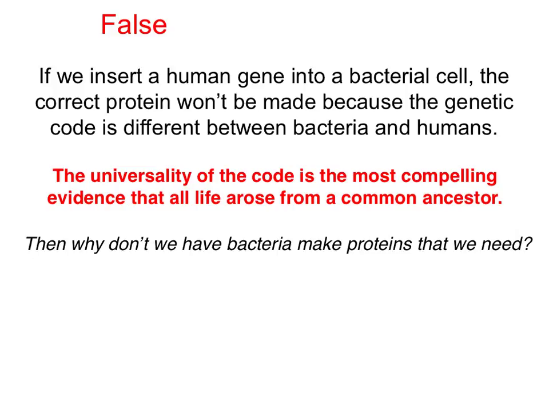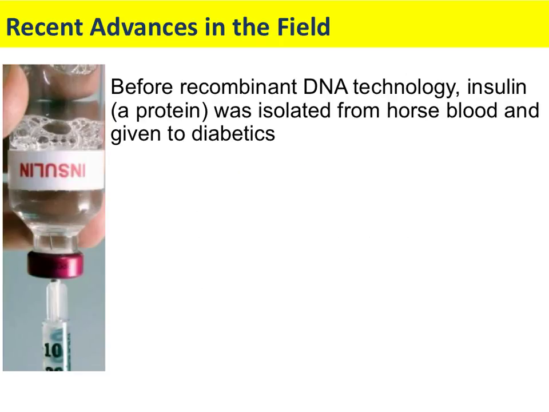Then why don't we have bacteria that make protein? Well, we do. Human insulin. Insulin is part of the glucose metabolism, where glucose, when it's metabolized, you end up with ATP. To do it effectively, you need oxygen, and glucose, and then you end up with ATP and CO2.